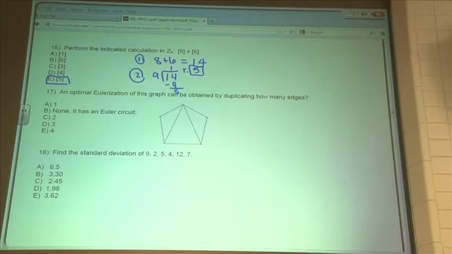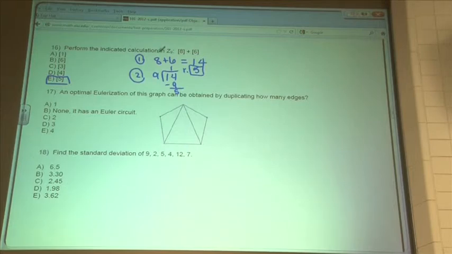17, an optimal Eulerization of this graph can be obtained by duplicating how many edges. Now the key thing is you want to only duplicate the fewest number of edges possible. We want to Eulerize this graph. We want to force it to have an Euler circuit. And we just talked about this. To have an Euler circuit, every vertex must be even.